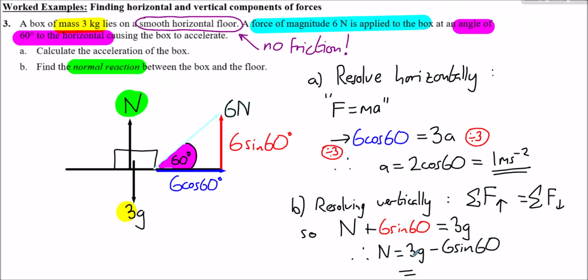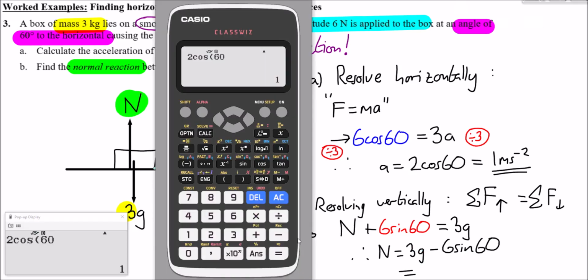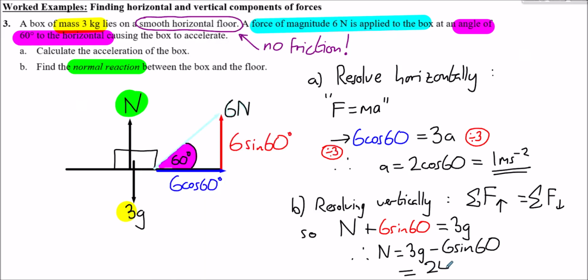g is 9.8. If you're studying physics, physicists like to give it as 9.81. But anyway, in this course we're going to take g to be 9.8. So 3 multiplied by 9.8, subtract 6 sine 60, and that's going to give us, to 3 significant figures, 24.2 newtons. And that's worked example 3 completed.